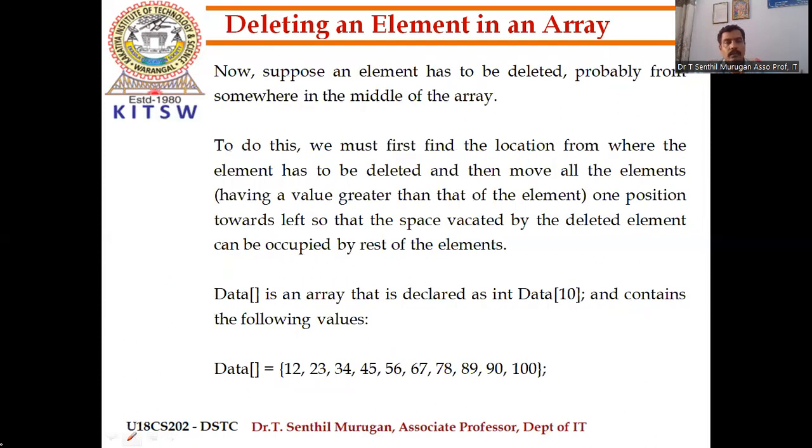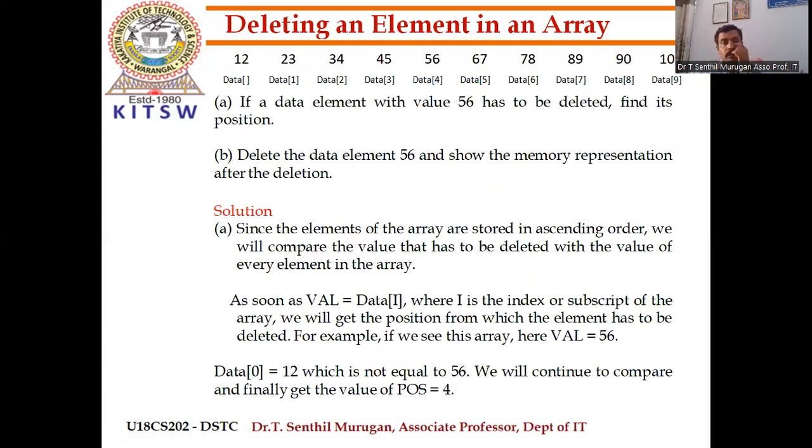We will see this with an example, then you can easily understand. I declared one array, data of 10, which means a maximum of 10 values. Here we are given the values 1, 2, 3, 4, 5, 6, 7, 8, 9, 10. All 10 values are stored in this array. It will be represented like this: data of 0 is the first value, up to data of 9.